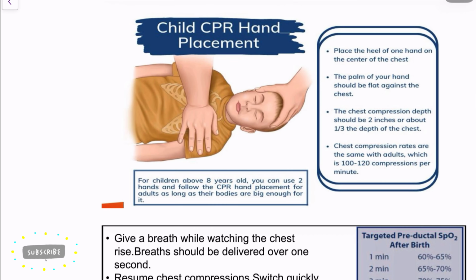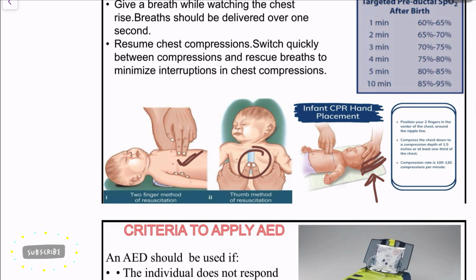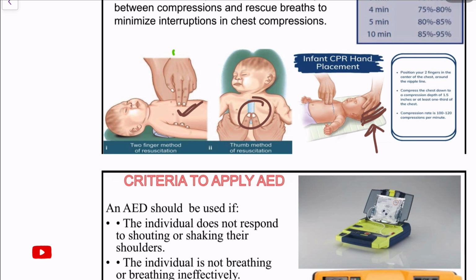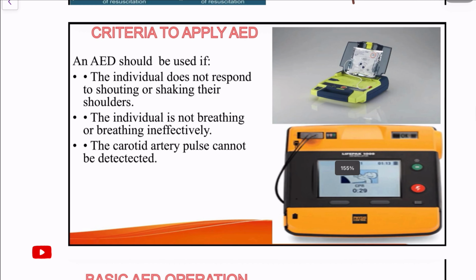Here in the diagram we can see this is the CPR hand placement of the child. This is how the CPR is given via the one hand technique in the child, and this is how the CPR is given to the infants. This is the 2 finger technique, and this is the thumb technique. This is the thumb technique of how to give CPR in infants. Now here you can see the diagram. This is an AED machine.